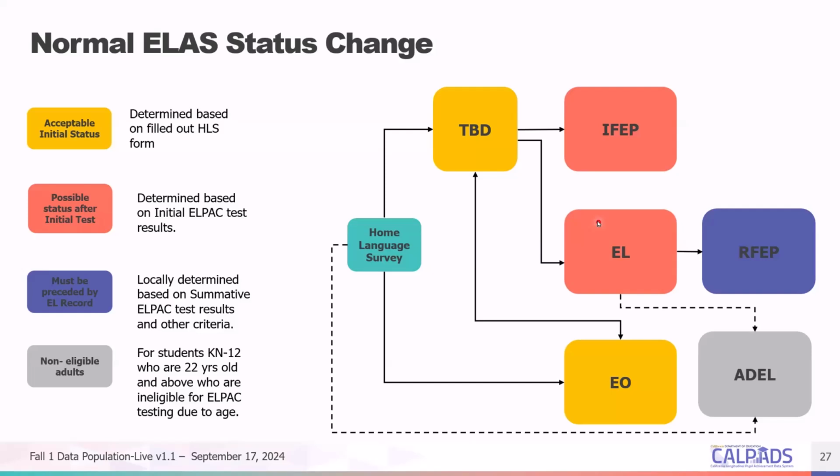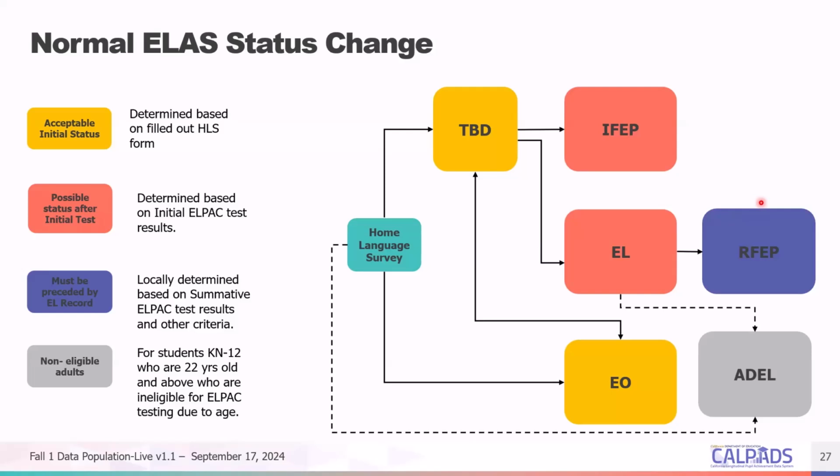If a K through 12 student with an ELAS of EL becomes 22 years or older, they will be placed in ADEL status. If a student with an ELAS of EL is tested with the summative LPAC and the results of the summative LPAC indicate English proficiency, the student will be placed in RFEP status. The arrows on the slide show the logical progression of the different ELAS statuses.